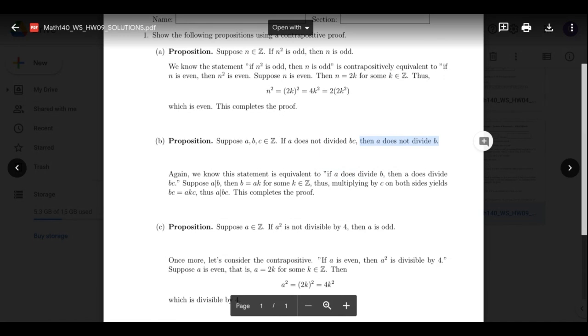Okay, we prove by contrapositive. So assume a divides b to show a divides bc. A divides b means b can be written, following your notation, as ak for some integer k. Then bc equals, as you write, akc. That shows a divides bc.